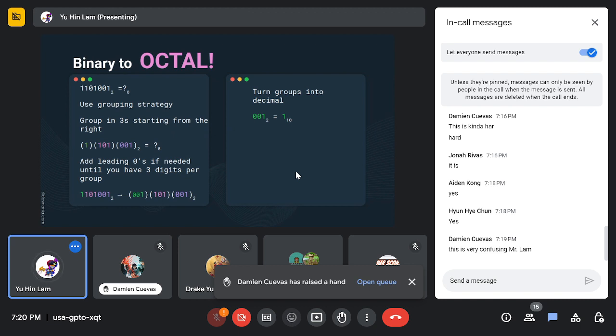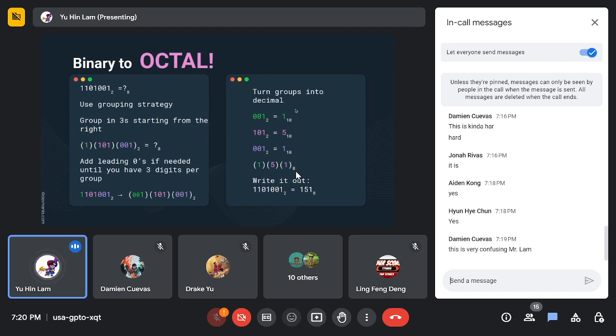Yeah, Damon. It's both grouping and converting. I'm kind of confused. It's okay. So we all remember how to convert these non-decimals into decimal numbers, right? Yeah, so this is just how we would do it normally. This is just normal binary to decimal conversion.